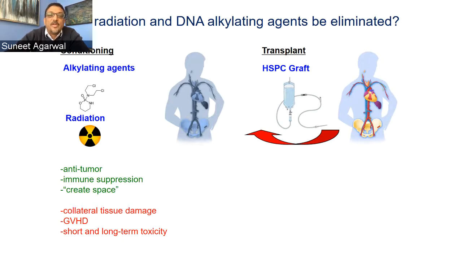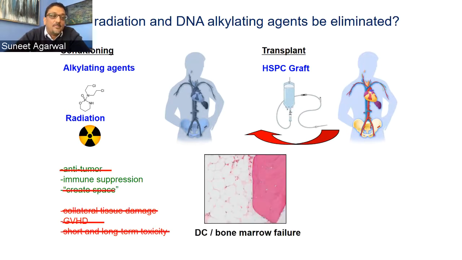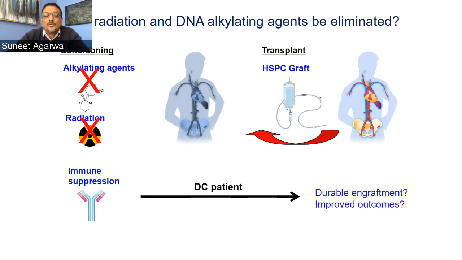So in 2012, we asked the question, given the outcomes in the patients with DC and the emerging biological understanding, can radiation and DNA alkylating agents be eliminated? Next. And since what we're really looking for is to avoid the toxicities, and in a marrow failure situation there's no need for an anti-tumor effect. And this is a typical appearance in our experience of the way a marrow looks for a patient with DC, so no real need to create space. Next, so could we get away with an immune suppression only approach in a DC patient with marrow failure and achieve durable engraftment and improve outcomes? Next.